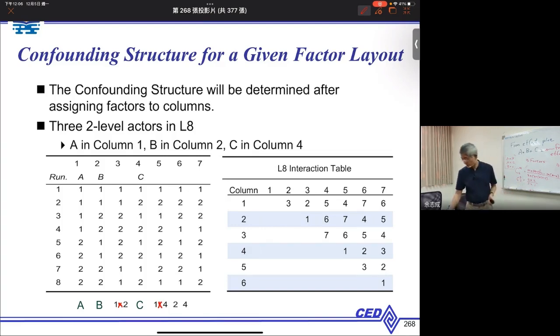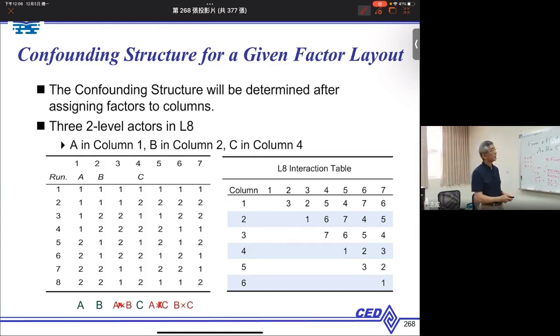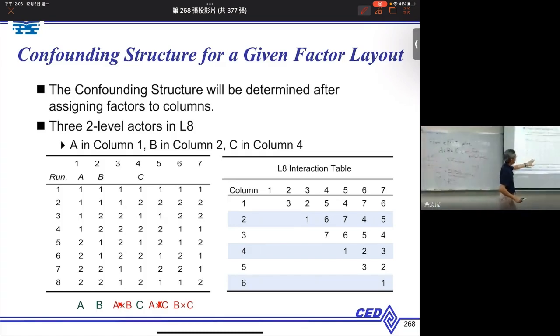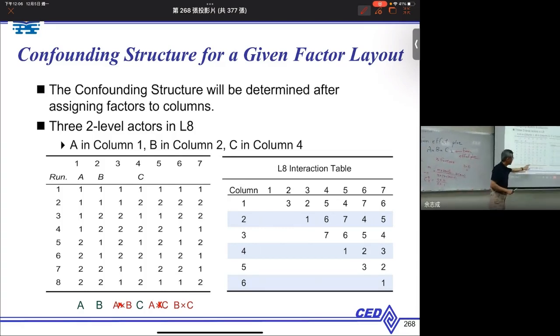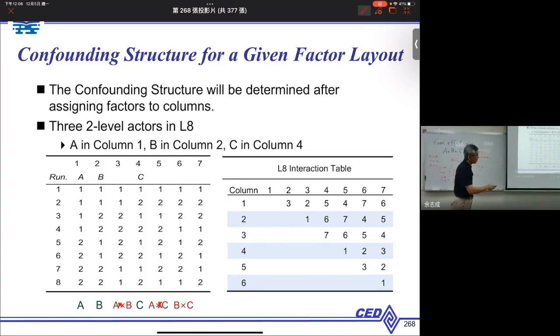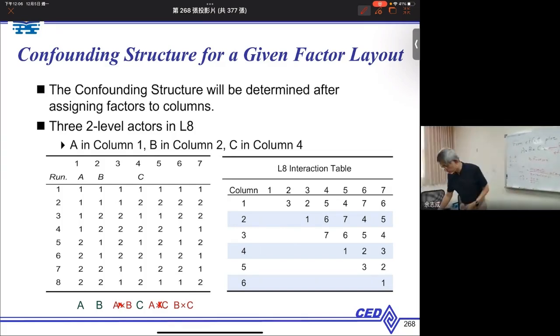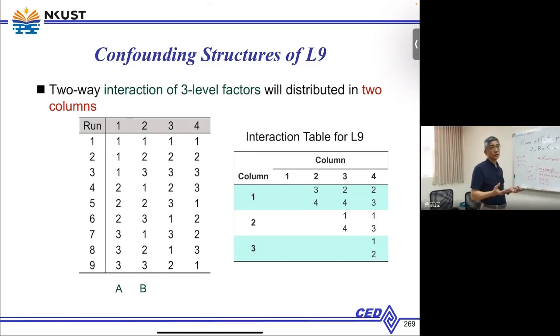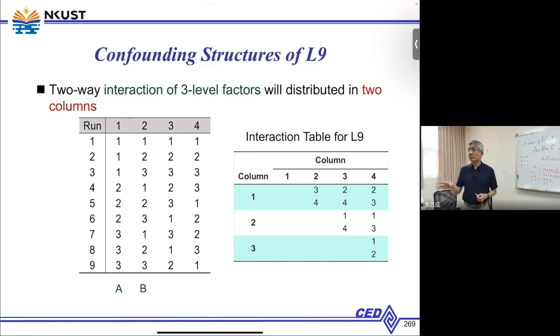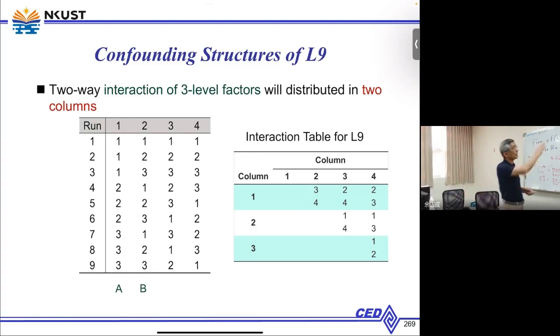Do the same thing. You can find out interaction BC. So interaction AB in column 3, interaction AC in 5, BC in 6. Then you can have all the interactions and main effects. And this is called confounding structure. If you look at the confounding structure for 3 levels, and for each orthogonal array table, you will find an interaction table like that.